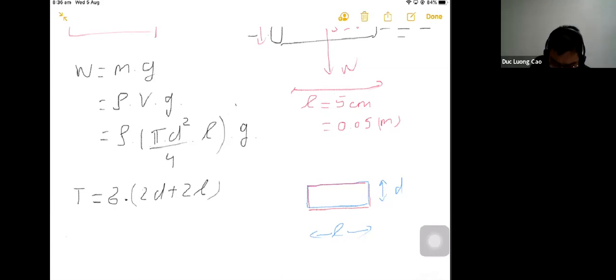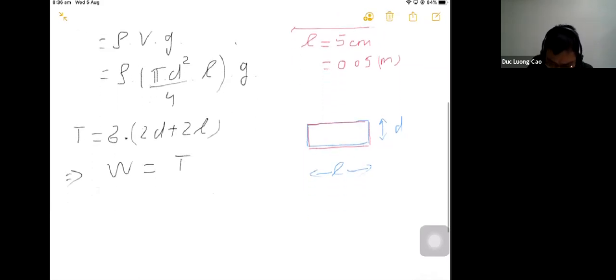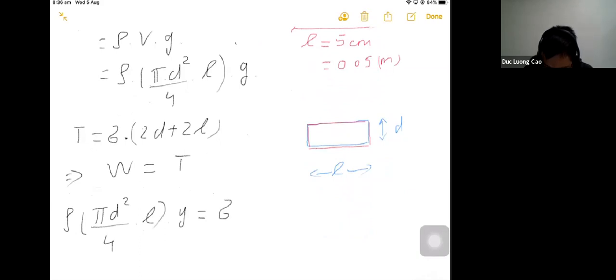So from here, because this one is of course on the water surface, the weight equals the surface tension force. rho times pi d squared over 4 times L times g will be equal to surface tension coefficient times (2D plus 2L).